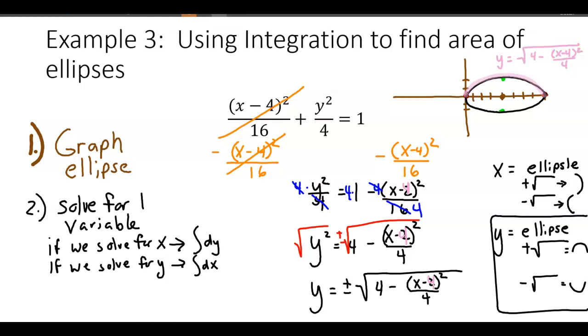Alright, so there's that. Now the bottom half of our ellipse is going to be the equation y equals negative square root of 4 minus, same exact thing, it just has a negative in front of it. Okay, so when you solve for one of these variables, it's going to split your ellipse up into two pieces where each function represents one of the halves. So now that we've got that, we're ready to do our third step, which is to set up our integral.